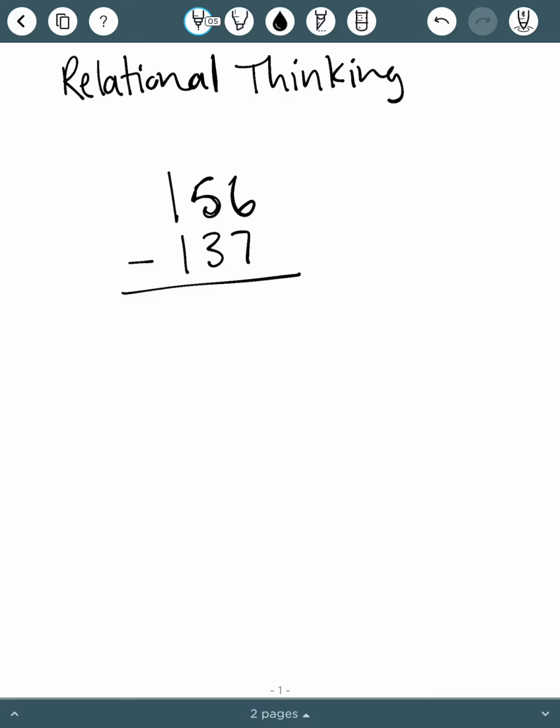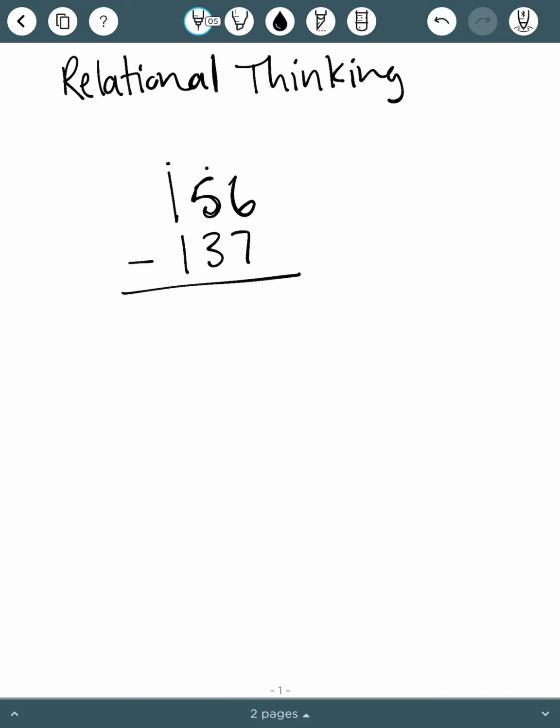So if your child is using a formal algorithm like relational thinking strategy like this, please make sure that they know in the ones place what each of those numbers are. In the tens place, that this is 50 and 30. In the hundreds place, that this is 100 and 100, because that will just help them so much later on.